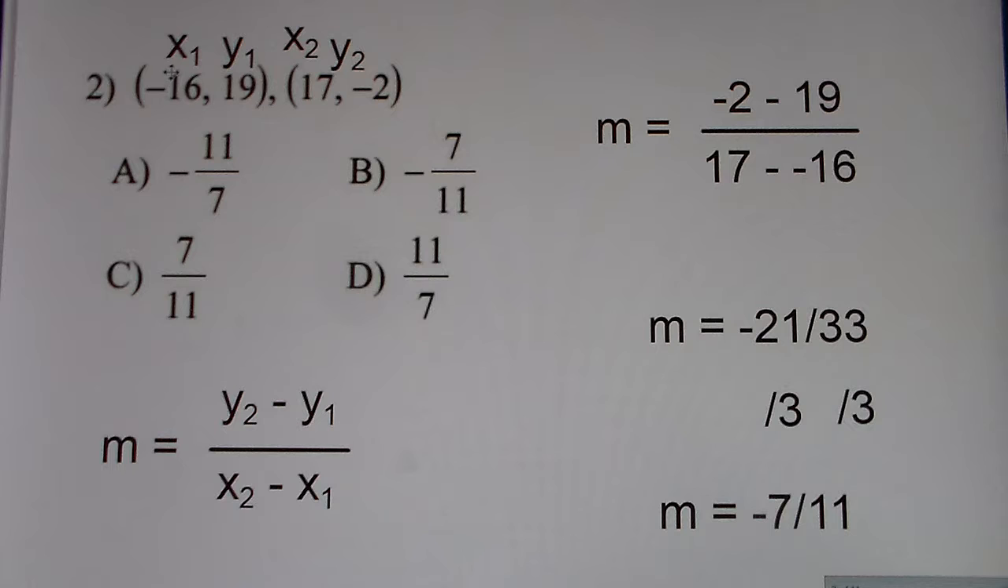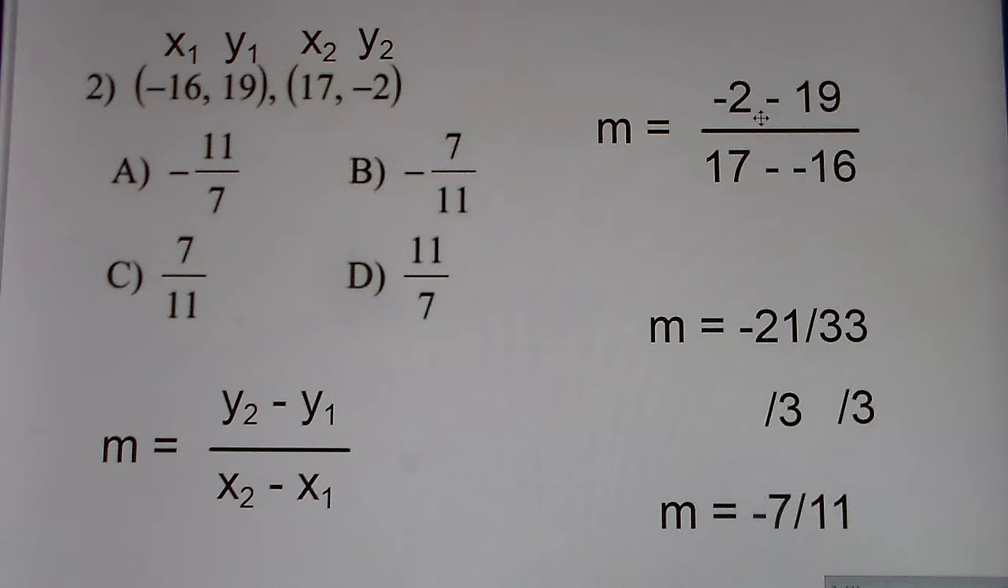Number 2. Our x1 is negative 16, our y1 is 19, our x2 is 17, and our y2 is negative 2. We use our slope formula once again: y2 minus y1 over x2 minus x1. We substitute those values in. y2 is negative 2, so we put a negative 2 in, minus our y1, which is 19, divided by x2 of 17, minus a negative 16, because that's x1.